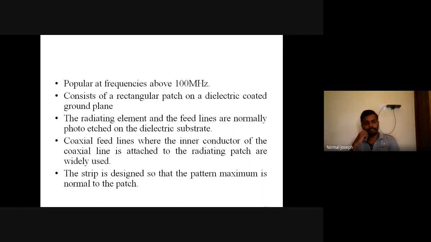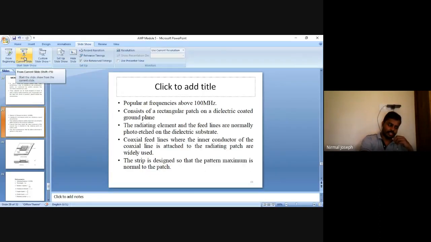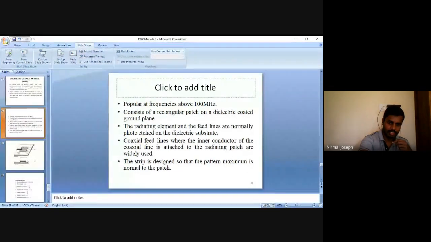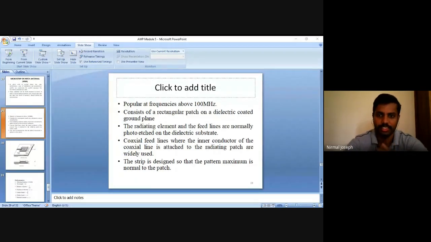What is etching? What is photo etching? Okay, you are in sixth semester. You are not studying VLSI? Yes, you are studying VLSI, no? Then you will know what etching is. Photo etching. Are you studying VLSI or not? I think Hakim sir is the one taking VLSI for you.